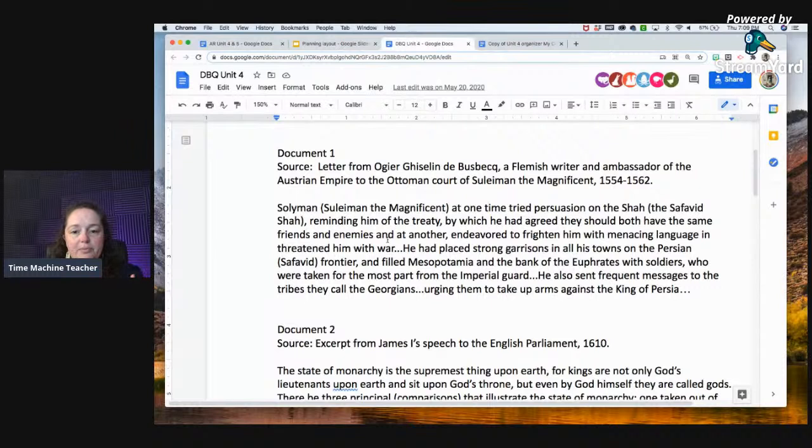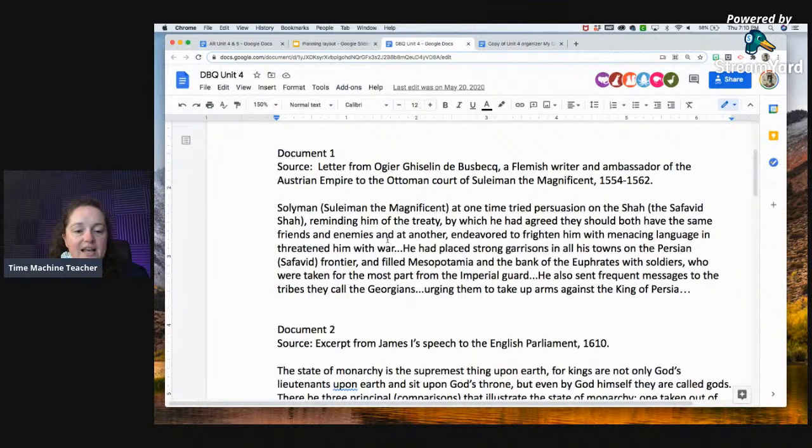So document one is a source. The letter from Ogier Gislin, however you say his name, a Flemish writer and ambassador of the Austrian Empire to the Ottoman court of Suleiman the Magnificent. Now, we have to go all the way back in time, right? We're in a different time period than what we're talking about right now, so don't let that confuse you. But this is the court of Suleiman the Magnificent, so that's when he ruled. And this guy is a Flemish writer, so he's an outsider. He's not from the Austrian Empire. He's coming in as an ambassador.